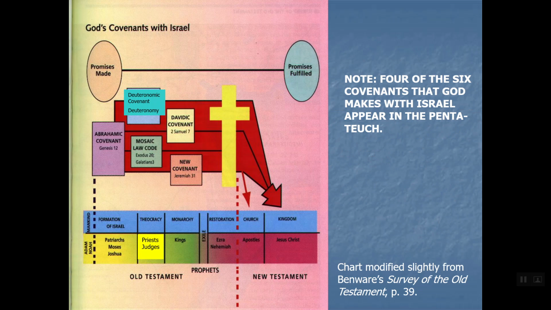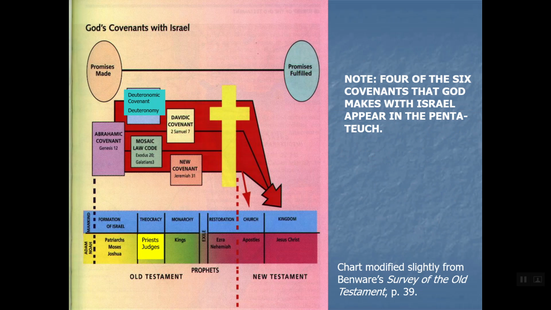All right. This is a chart from Benware's book. We looked at this chart earlier in connection with our covenant study. The thing that I want to emphasize is that 4 of the 6 covenants that God makes with Abraham and his descendants, that's after the Noahic covenant, 4 of those 6 appear in the first 5 books of the Bible. So it gives you an idea of how foundational and how important these books are. They're really laying out the plan that's talked about in the rest of Scripture, at least the plan with Israel.